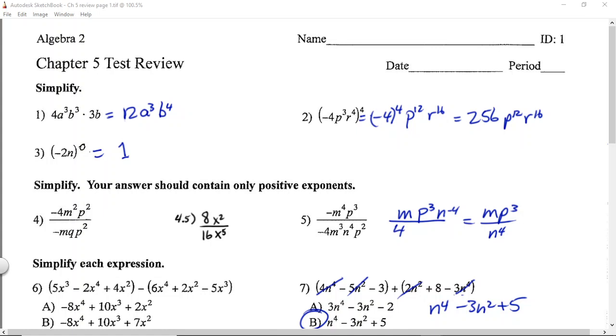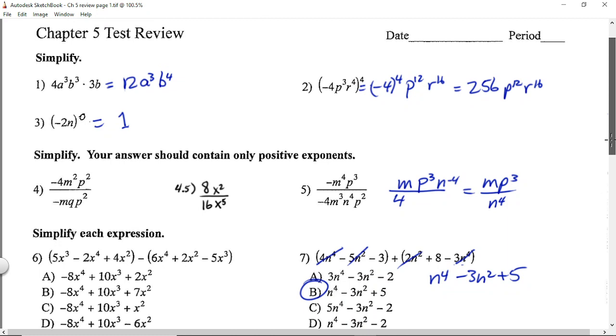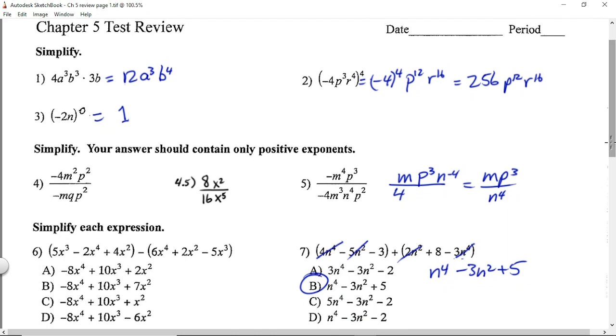The ones that are already done in blue are in the other video. So we're just looking at the ones that have not been done yet. Let's look at number 4. This is division, so we subtract exponents.